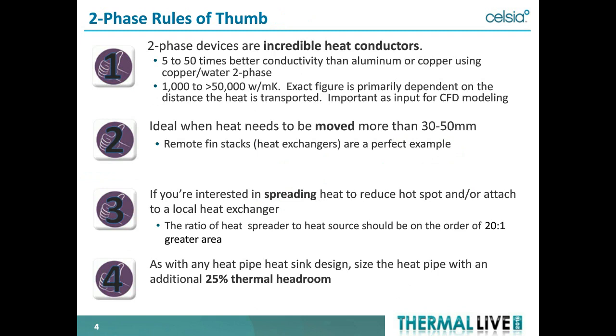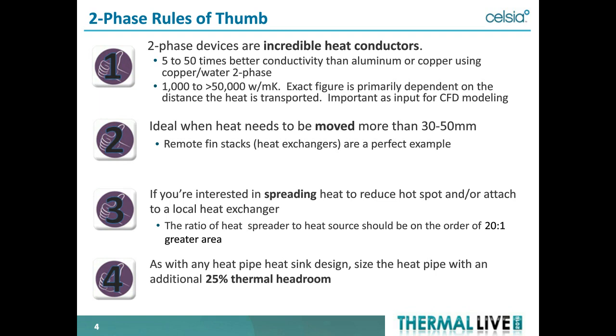So let's look at some rules of thumb. Everybody knows that the two-phase devices are incredible heat conductors. And people talk about huge multiples of better conductivity than aluminum or copper, 5 to 50 times. I think for this audience, the watt per meter K numbers are more important. If I'm doing local spreading, you might be down in the 1,000 watt per meter K range. And if I'm moving heat across the room or some distance away, you can get those higher numbers, the 50,000 numbers.